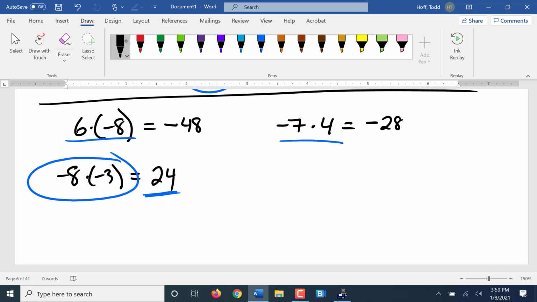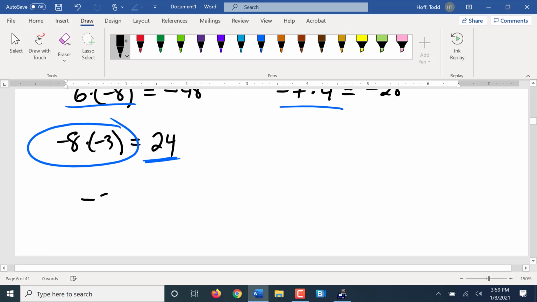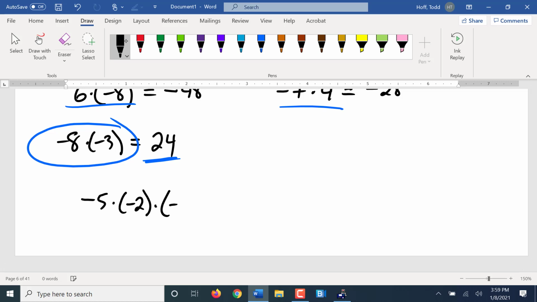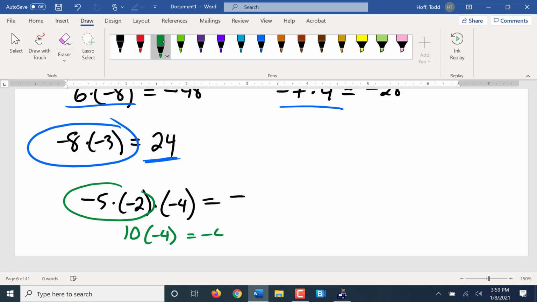If we have multiple numbers multiplied together, negative 5 times negative 2 times negative 4. Now, without calculating this, is this going to be positive or negative? It'll be negative. There's an odd number of negative signs in there. Negative 40, very good. Again, we have to do it left to right. Negative 5 times negative 2 is positive 10 times negative 4 is the negative 40.